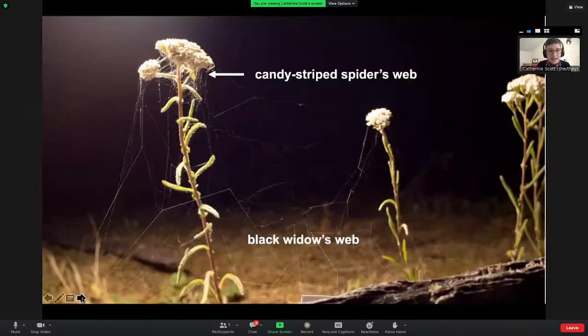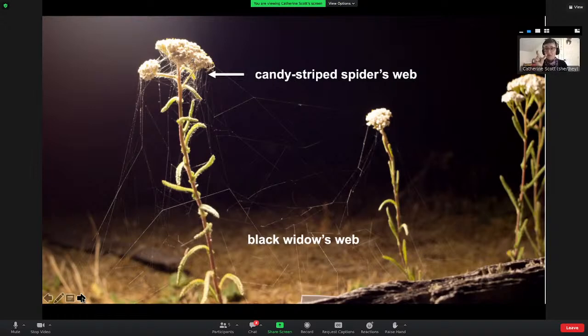And here's an example of just how clever these candy stripe spiders can be. In this image, at the top left, you've got this yarrow plant, and the candy stripe spider has its web under the flowers. It's that dense tangle that you can see. And then below the looser tangle of silk is the black widow's web that's coming out from under a driftwood log that you see in the foreground of this picture.